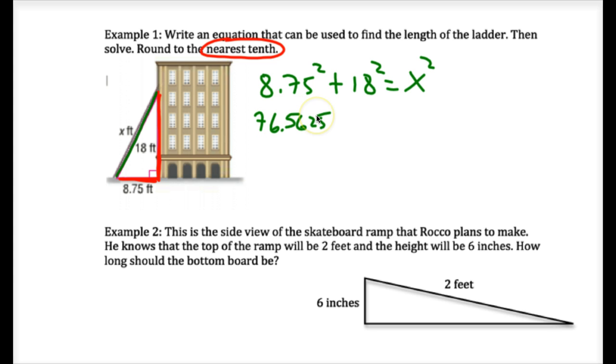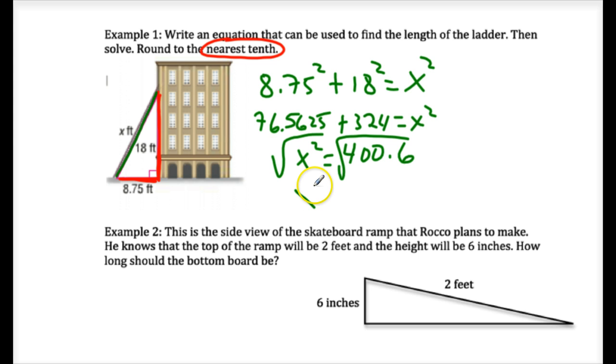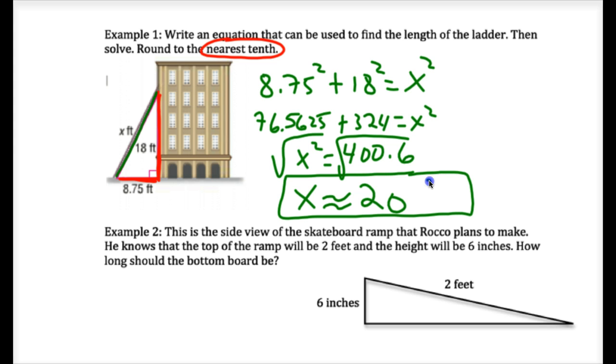76.5625. If you wrote just 76.6, that's fine as well. Plus 324 equals x squared. I like to rewrite it with the variable on the left side, equals about 400.6. Did you guys get that? Okay. Square root both sides. X is about, since we're estimating, guys, you can use the about symbol. About 20 feet.